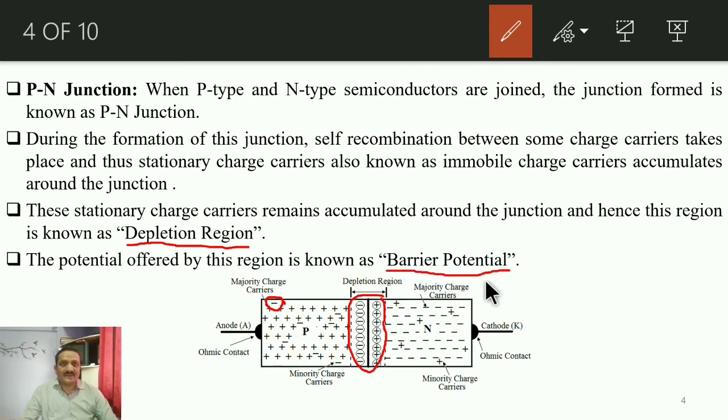Barrier means what? It is acting just like a wall. It will not allow the remaining charge carriers to get recombined with each other right now. So that region is acting as a barrier to whom? For the recombination of the remaining charge carriers, right?